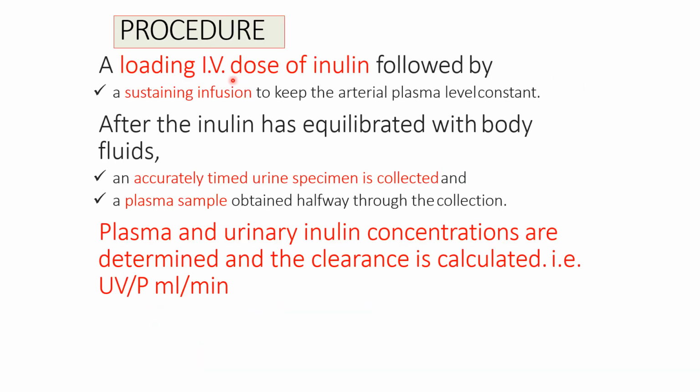The procedure for doing this clearance is a loading IV dose of inulin followed by a sustaining infusion to keep the arterial plasma level constant. After inulin has equilibrated with body fluids, an accurately timed urine specimen is collected and a plasma sample is obtained halfway through the collection. Plasma and urinary inulin concentrations are determined and clearance is calculated using the formula UV/P, and the result is expressed in milliliters per minute.